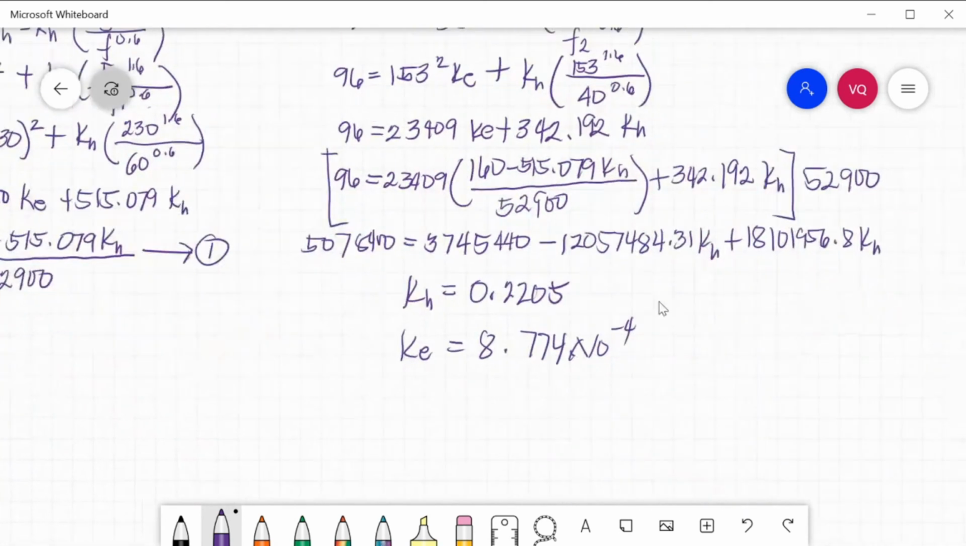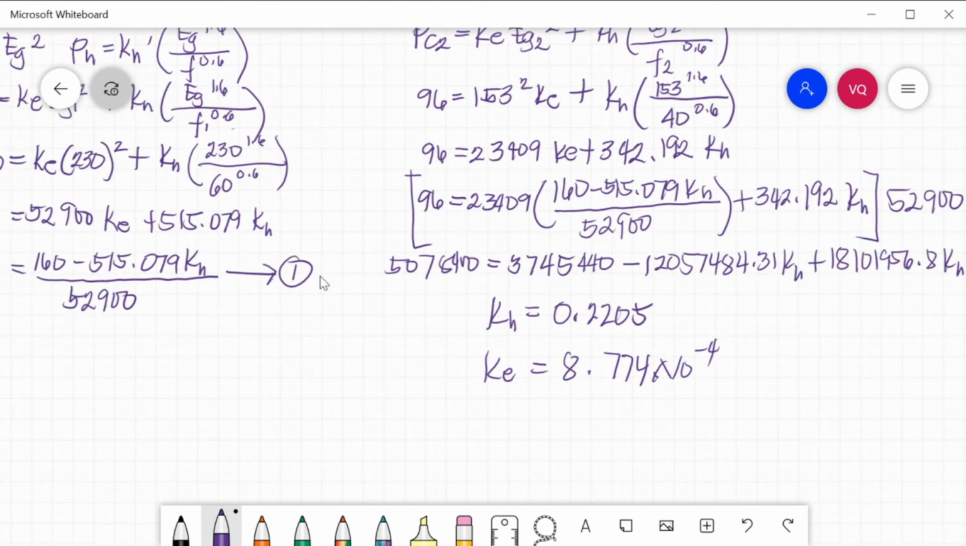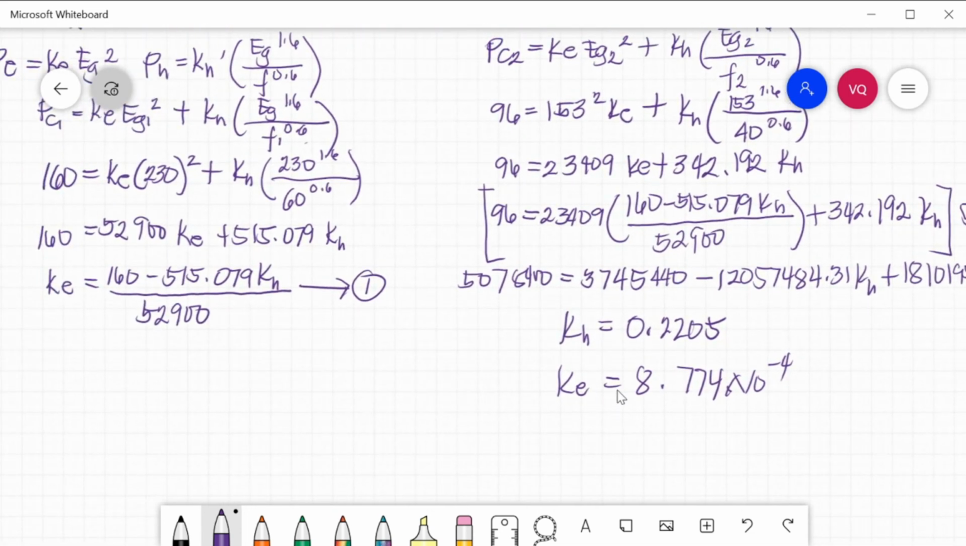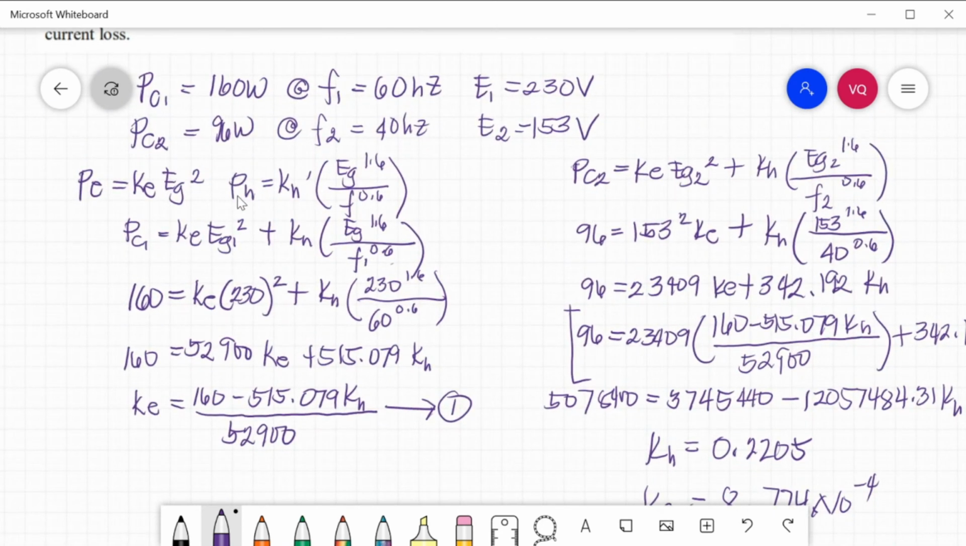We end up getting KH equal to 0.2205. We substitute this in our equation 1 to get KE. So KE is equal to 8.774 times 10 raised to negative 4. For us to get the PH and PE, just substitute the value of KH here, and also the value of KE here, and then you will get your PE and PH.